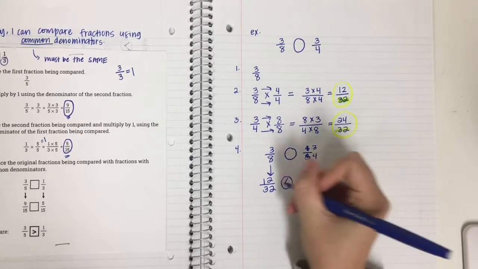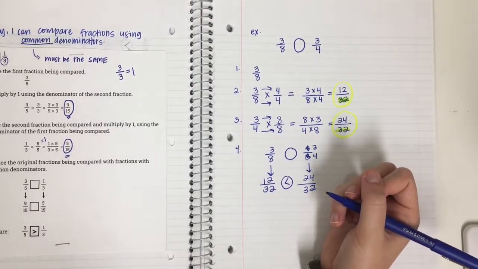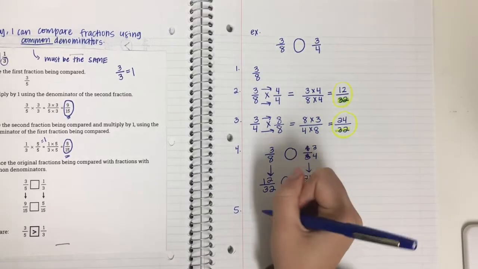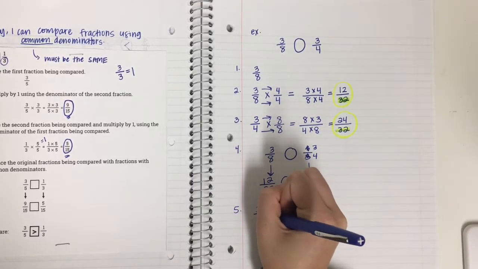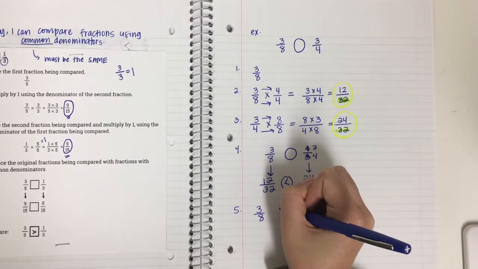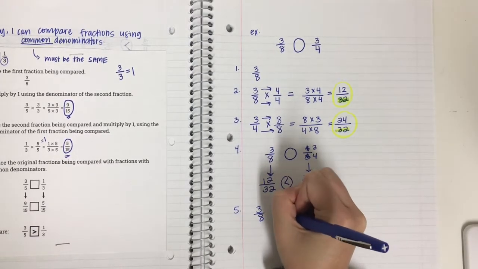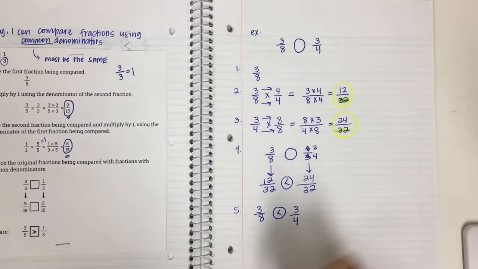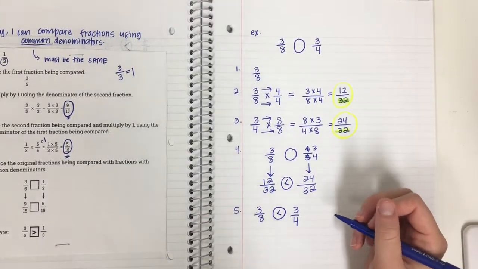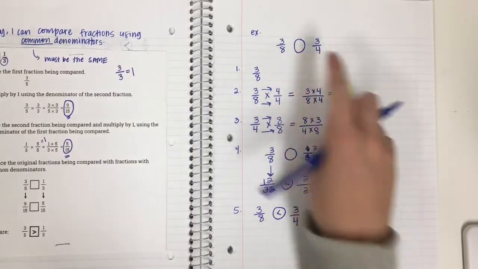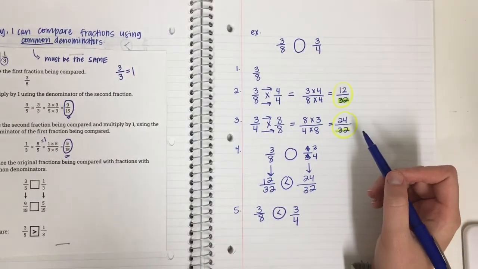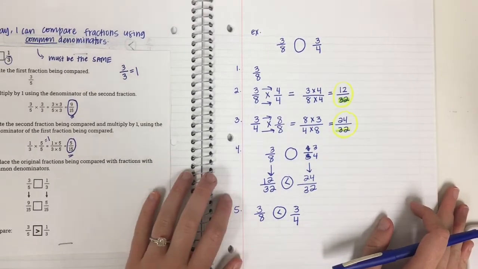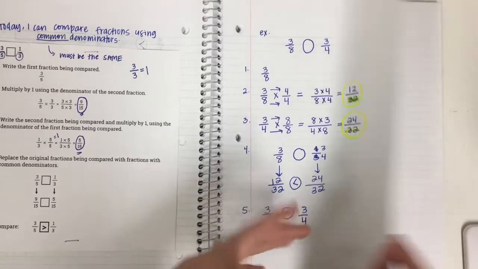So, which one is greater? This one's greater, right? 24 is bigger than 12. So we know that 3/8 is less than 3/4 because we found common denominators. Isn't that crazy how just multiplying the opposite denominators gives you the same number? It's like magic. Okay, I'm going to flip it over. I'm going to do a quick one together with you, and then I'm going to give you one for homework. Okay?